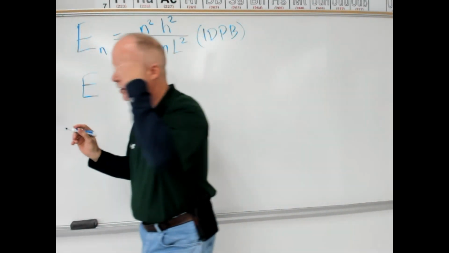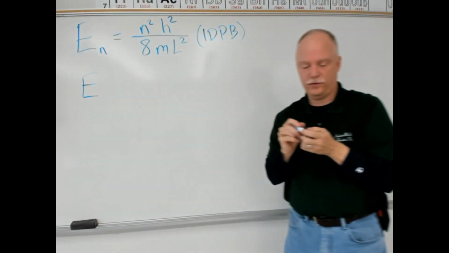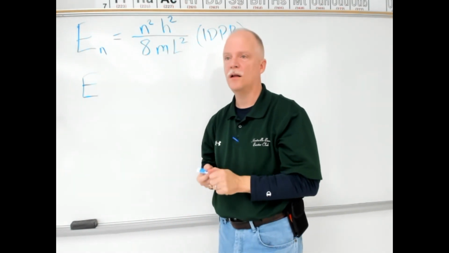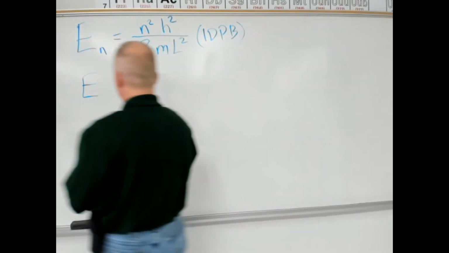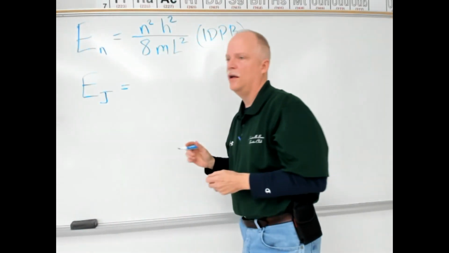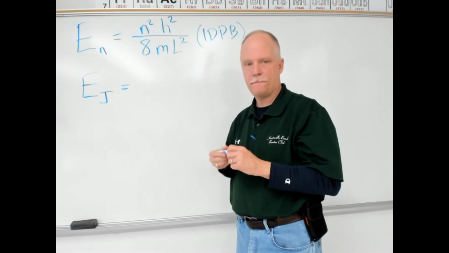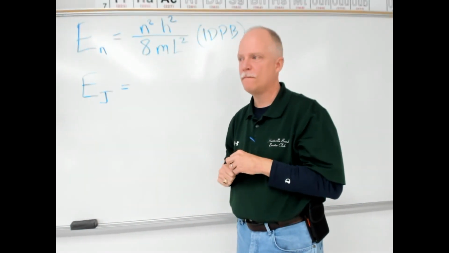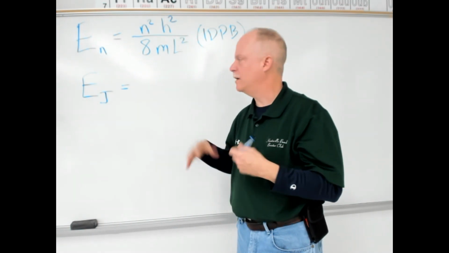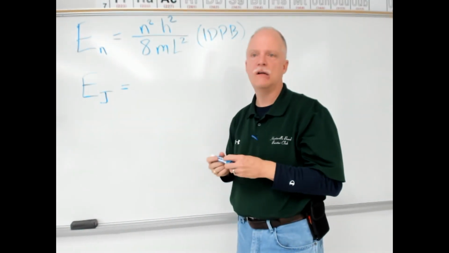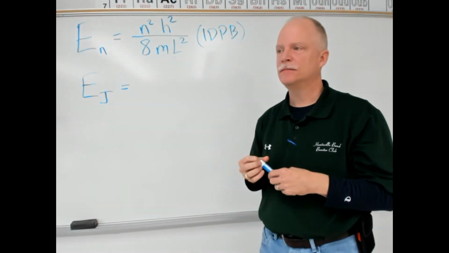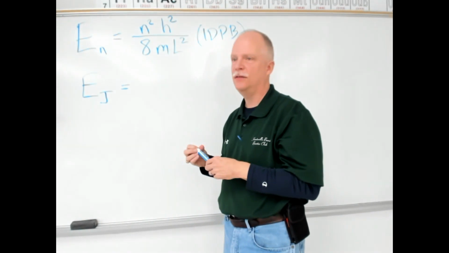So for rotation, what was the quantum number that we used for rotation? Think about the carbon monoxide lab. J, yeah. So we'll put a J there. So what does this equation look like? Review is tough. Yeah.